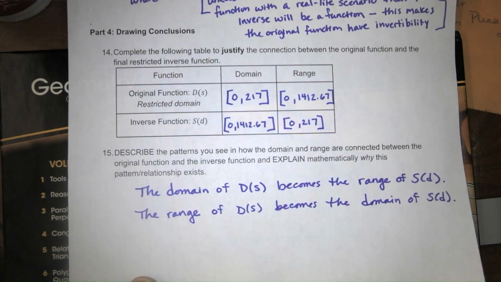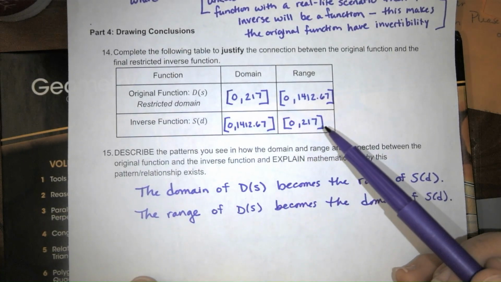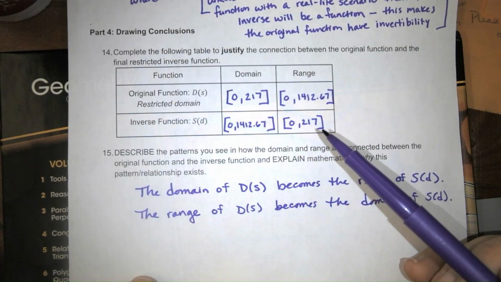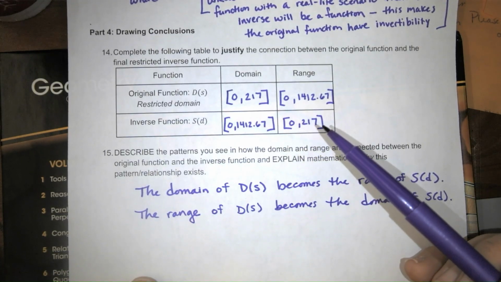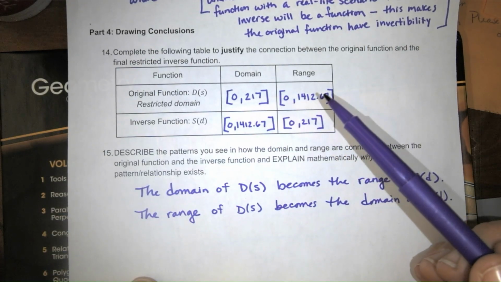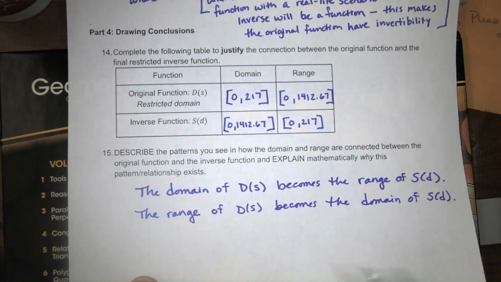All right, so here's what I noticed. I noticed that the domain of d of s became the range of s of d. So the original function's domain became the range of the inverse function. And in the same way, the range of the original function became the domain of the inverse function. So that's what I wrote here. The domain of d of s becomes the range of s of d, and the range of d of s becomes the domain of s of d.